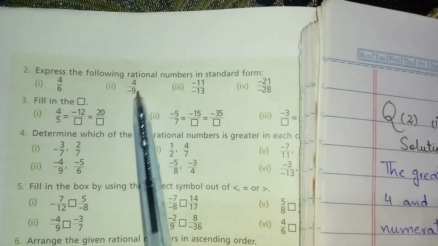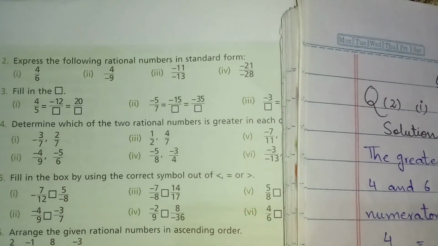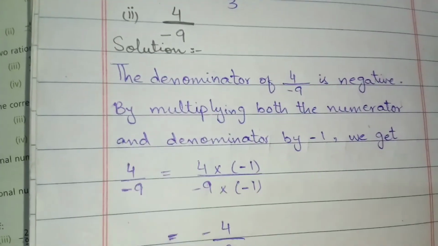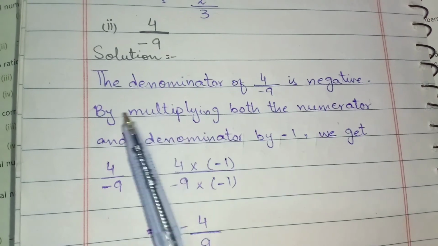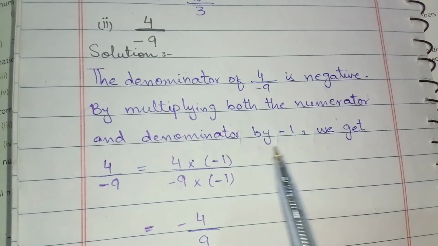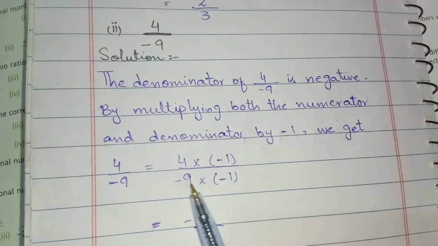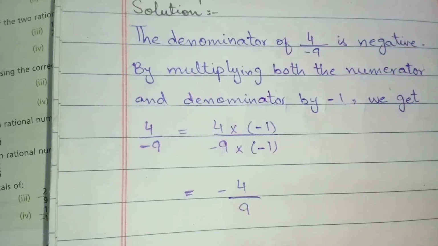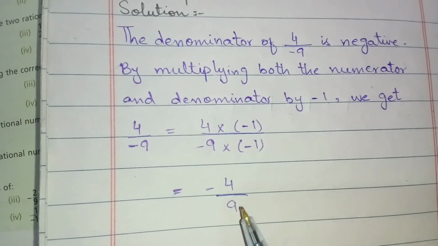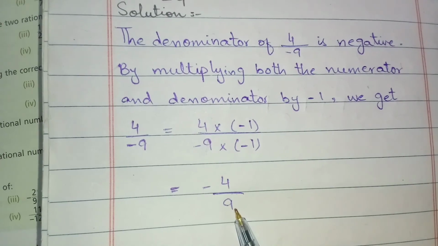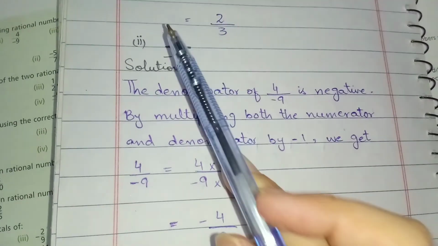Part number 2 is 4 over minus 9. So first of all, we have to make the denominator positive. So we multiply the numerator and denominator by minus 1. The denominator of 4 over minus 9 is negative. By multiplying both by minus 1, we get 4 into minus 1 over minus 9 multiplied by minus 1. So 4 into minus 1 is minus 4, and minus 9 times minus 1 is 9. And there is no common divisor other than 1. So minus 4 over 9 is the standard form of 4 over minus 9.